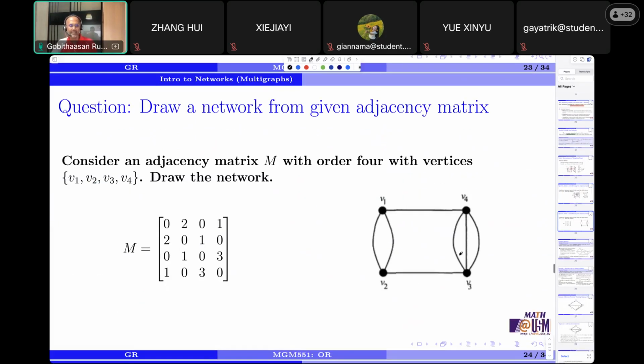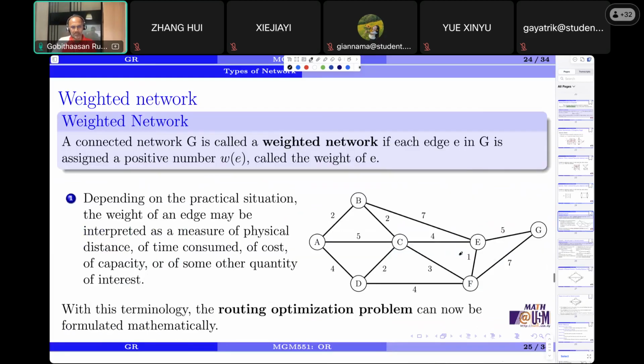All right. So, weighted network. Okay, first is the definition. A connected network G is called a weighted network if each edge E in G is assigned a positive number W, called the weight of E.